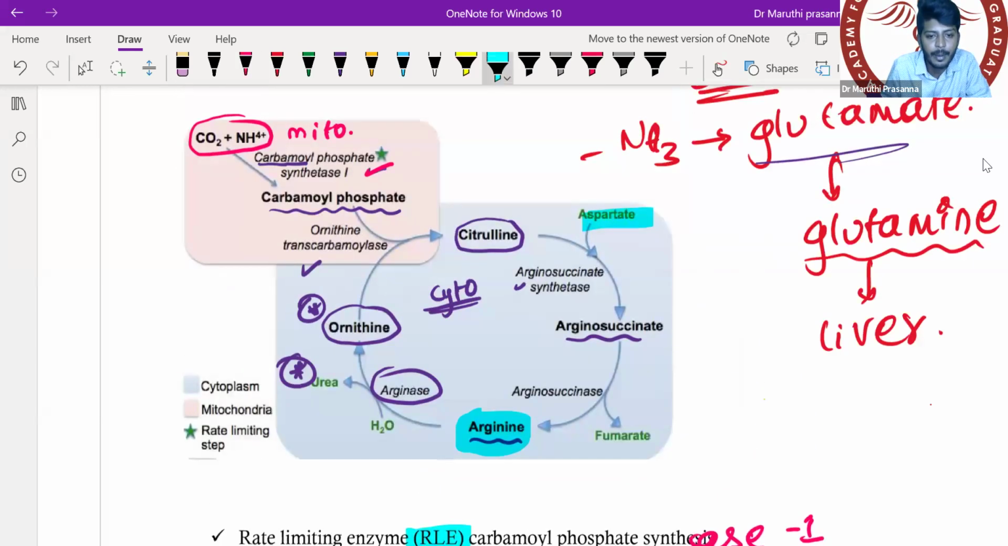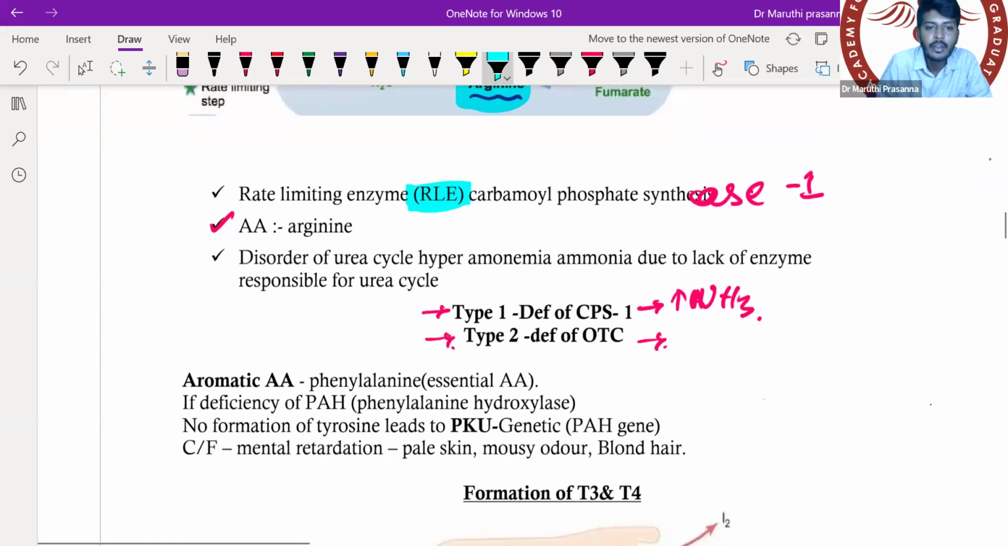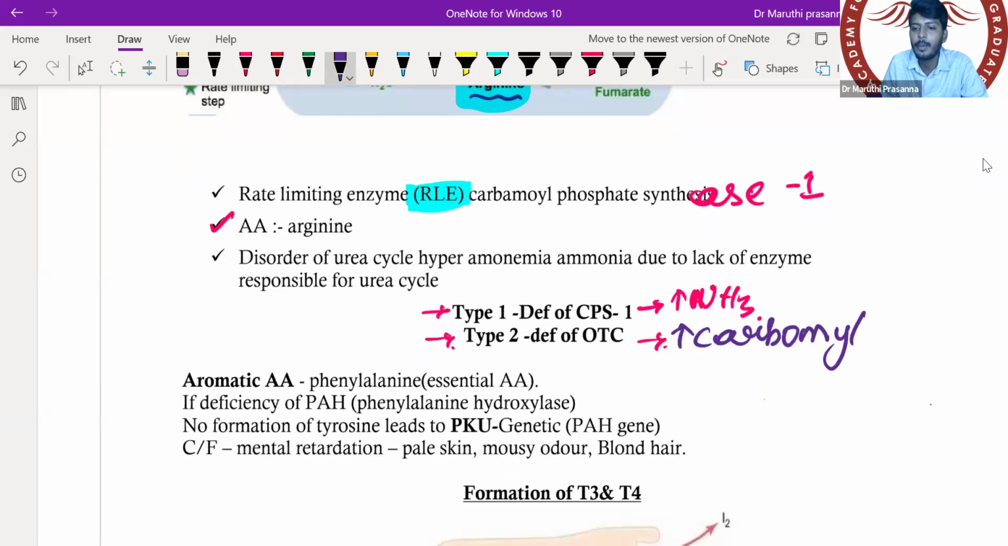So, if the enzyme ornithine transcarbamylase is not there, both carbamyl phosphate and ammonia will increase. Both of them will increase. So there is an increase of carbamyl phosphate and also an increase of NH3, that is ammonia. Both of them will be elevated. That is only your type 2 hyperammonemia.